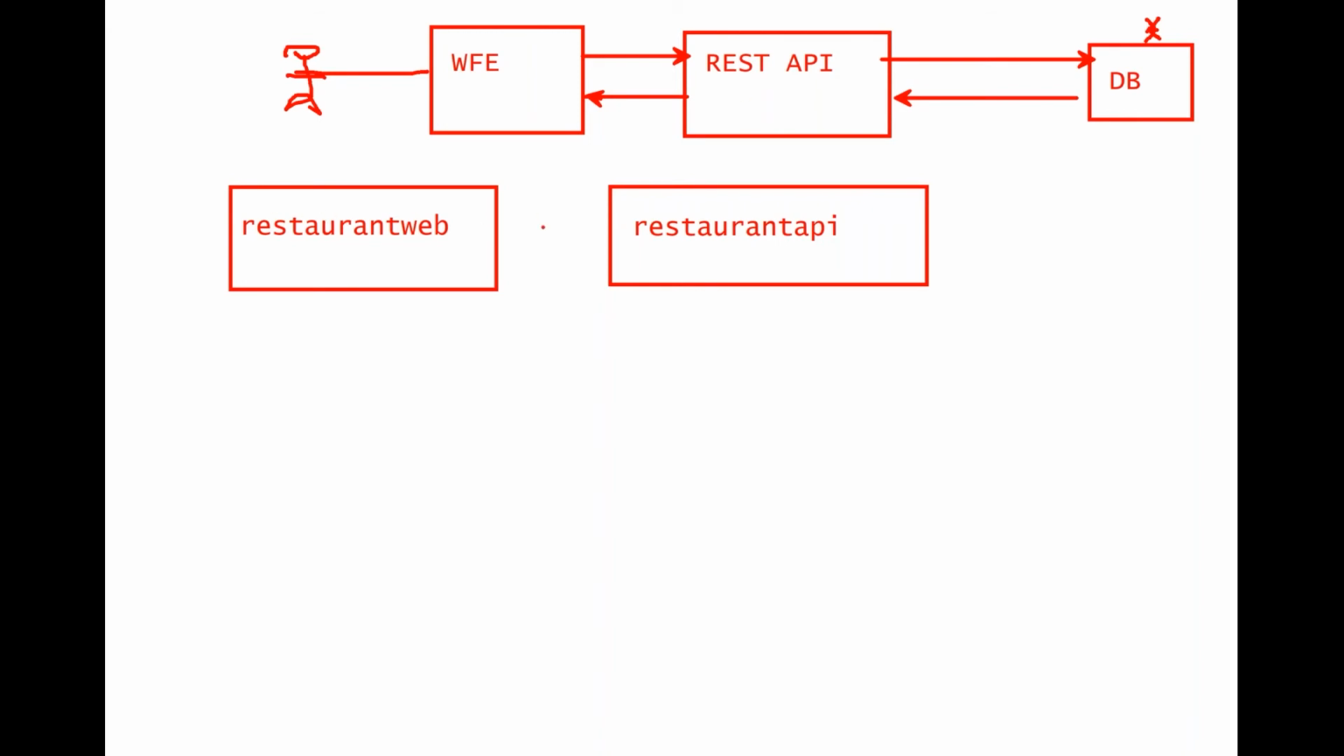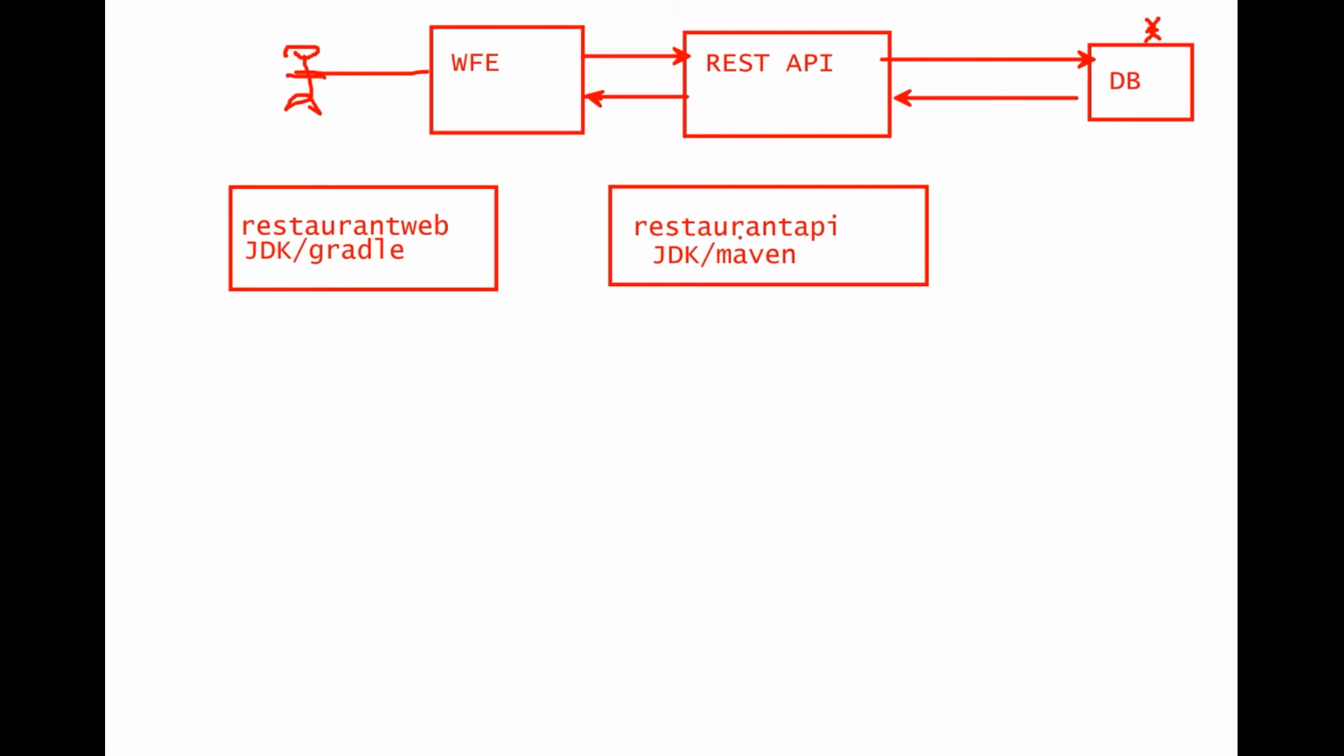I have a couple of applications, Restaurant Web and Restaurant API. They will both use Java. This one is using JDK with Gradle as the build engine, whereas this one is using JDK with Maven as the build engine. You can choose to use different technologies like .NET, PHP, Python. You can use whatever technology you want. But for now, I have these two applications.